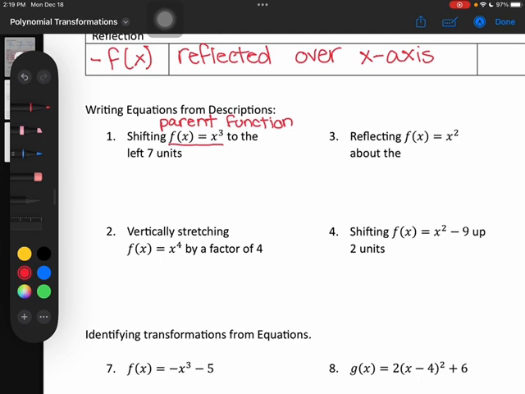So we're shifting this cubic function to the left 7 units. If we're shifting it to the left, I know it's going to be a change on the inside, like we talked about, and it's the opposite sign of what we think when we're going left or right. So we are going to do x plus 7, and that's all we have to do for our new equation.